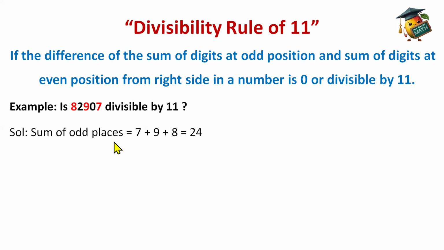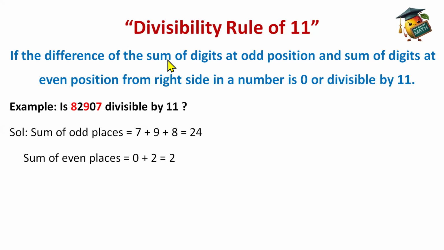So we need to add these red ones, then we'll add these black ones, and then we'll find the difference. So let's see the first step, sum of odd places. And odd should be from the right side, this side. We always start from the right side. So odd places are 7, 9 and 8, first, third and fifth positions. That is 7, 9 and 8. After adding, you get 24. Now sum of even places, that is only 0 and 2, the second place and the fourth place. On the second place is 0 and the fourth place is 2. So 0 plus 2 is 2.